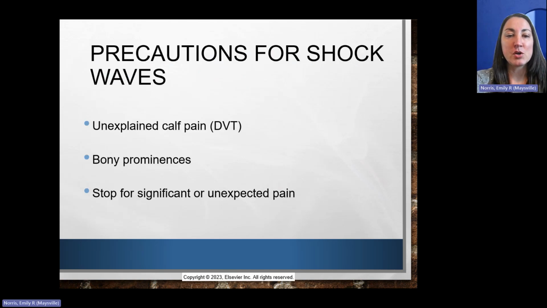Some of the precautions are unexplained calf pain or a deep vein thrombosis, blood clot, and bony prominences. So you don't want to do it just directly over bone without much tissue there. Or if they have significant or unexpected pain, then you would want to stop the treatment immediately.